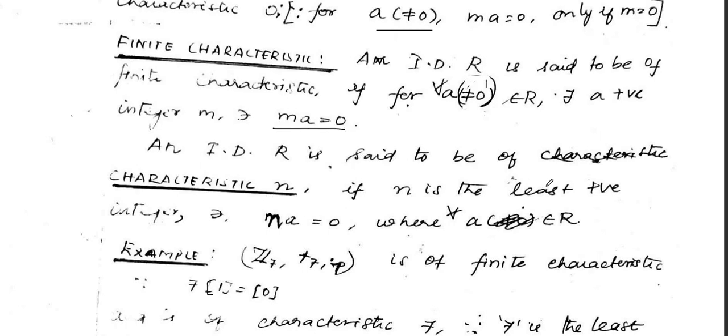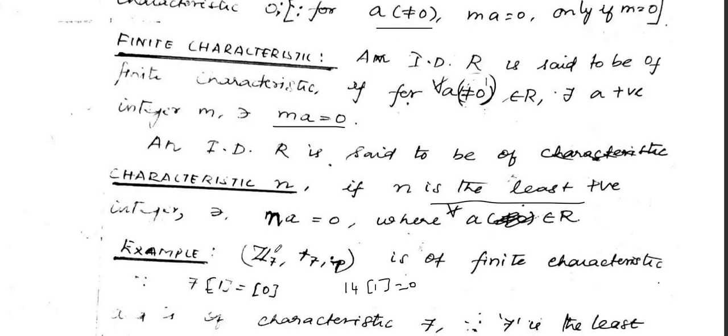An integral domain R is said to be of characteristic n if n is the least positive integer for which na is 0. See here, 7 into class 1 is 0, 14 into class 1 is also 0, and 21 into class 1 is also 0, and so on. But of all of them 7 is the least. So this is the characteristic of Z7.